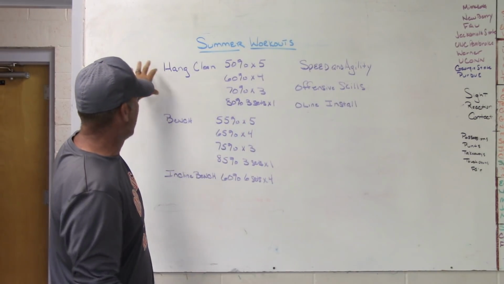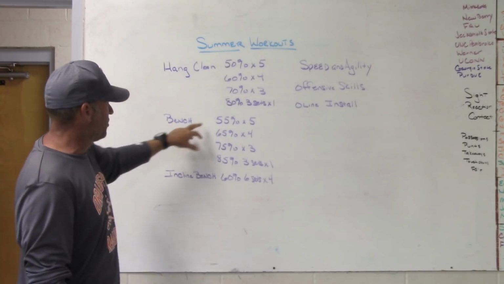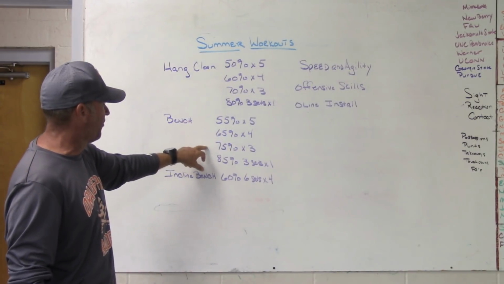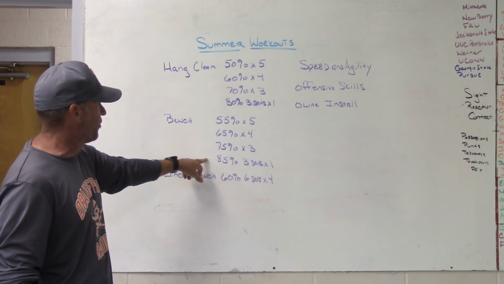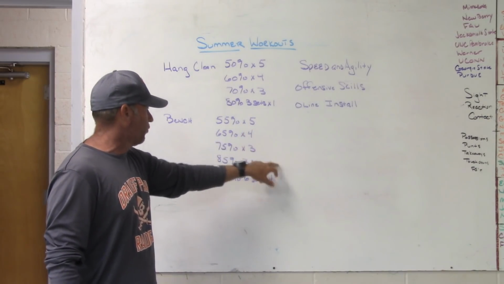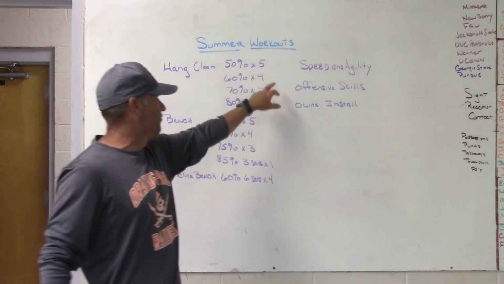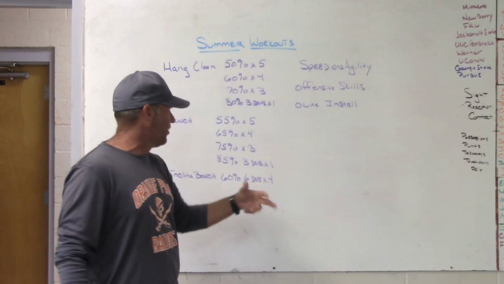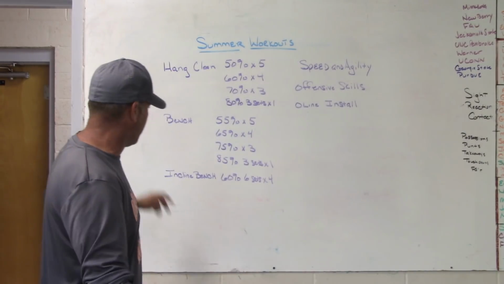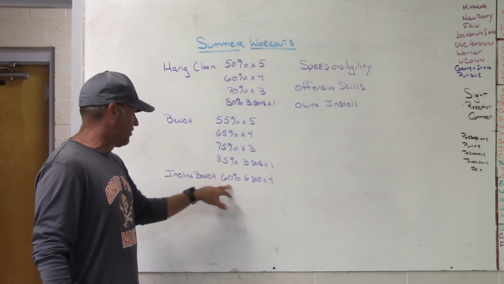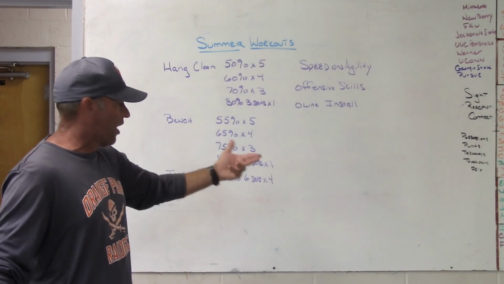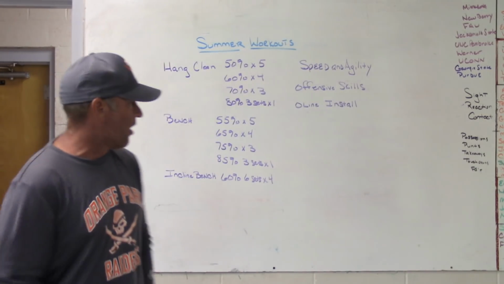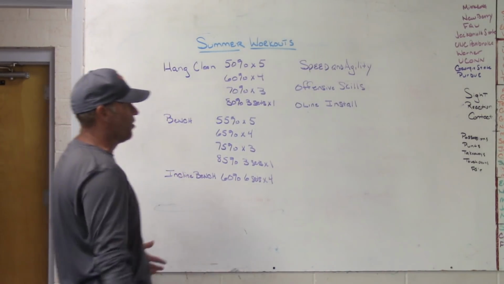Okay, so we had a hand clean station today. We had a bench station that was 55 for 5, 65 for 4, 75 for 3, 85, 3 sets of 1. Again, 9, 12, 15 total reps. So we had 15 total reps of hand clean, 15 total reps on our bench press. And then we had an incline bench session, 60%, 6 sets of 4, so 24 total reps there. The incline bench can be changed out with any auxiliary lift.